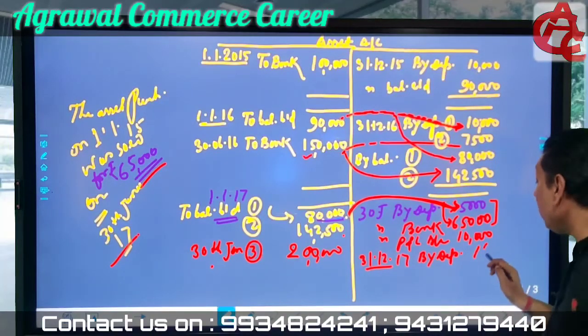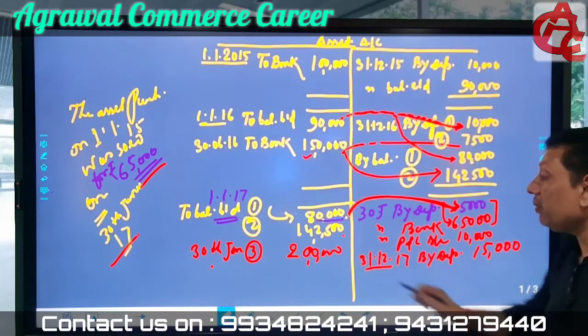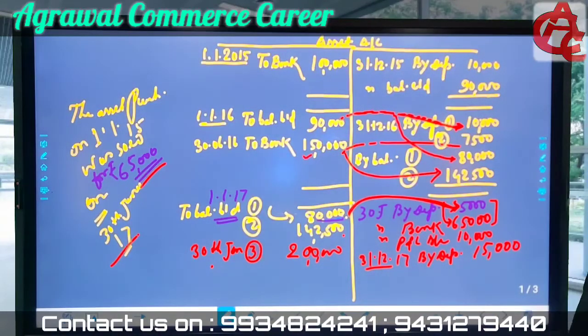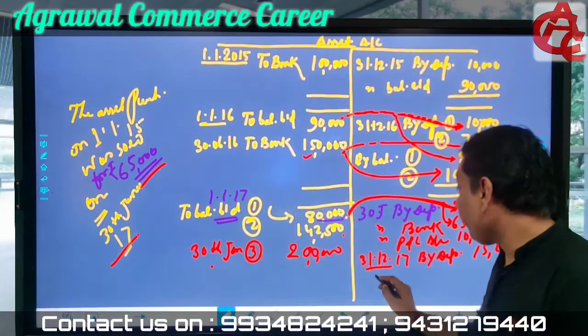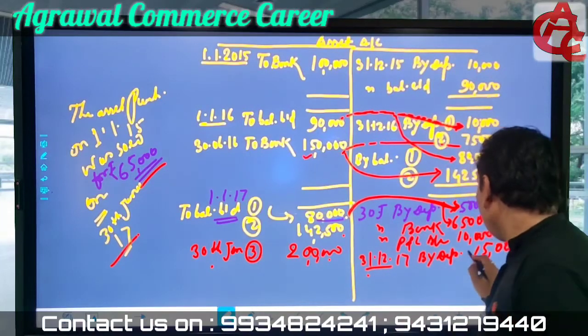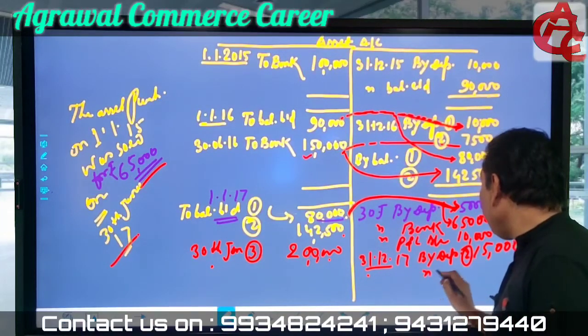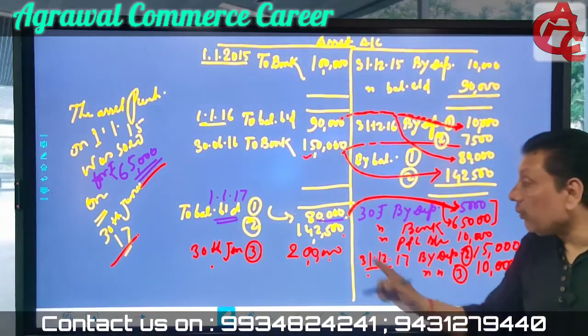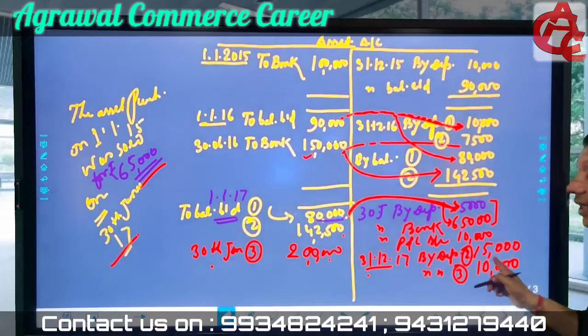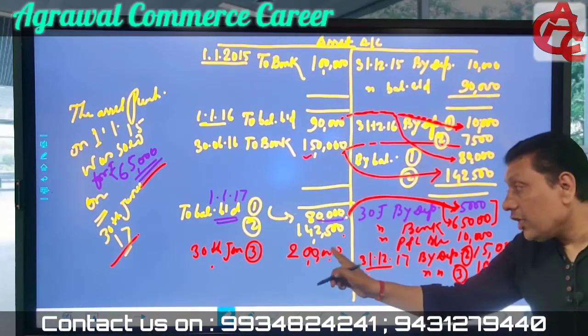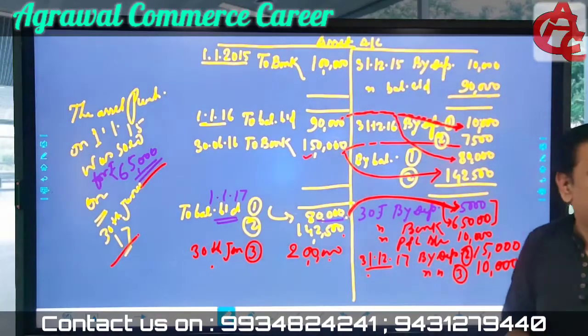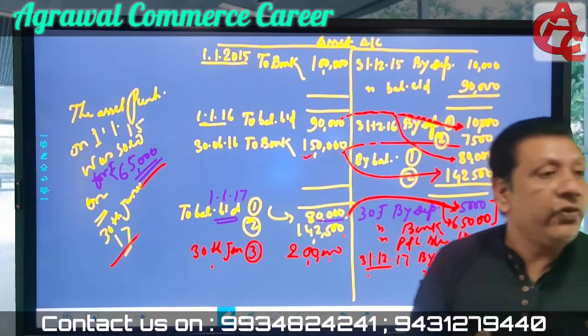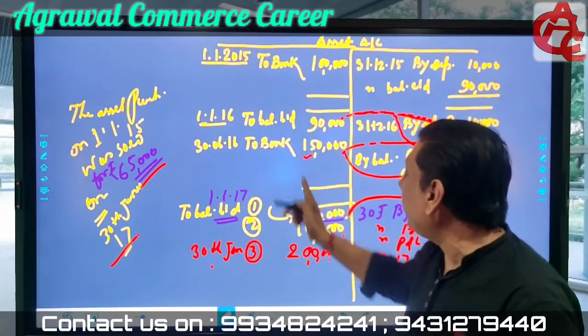The amount would be 15,000, because full year depreciation will be charged on this particular second asset. And on the new one, 10,000. Six months depreciation will be charged and the balance will be derived. So what would be the balance? 142,500 minus 15,000, 1,27,500. Very nice. 2 lakh minus 10,000, 1,90,000 will be the balance.